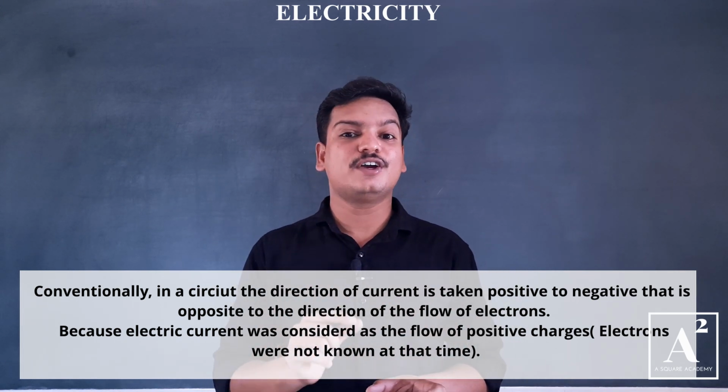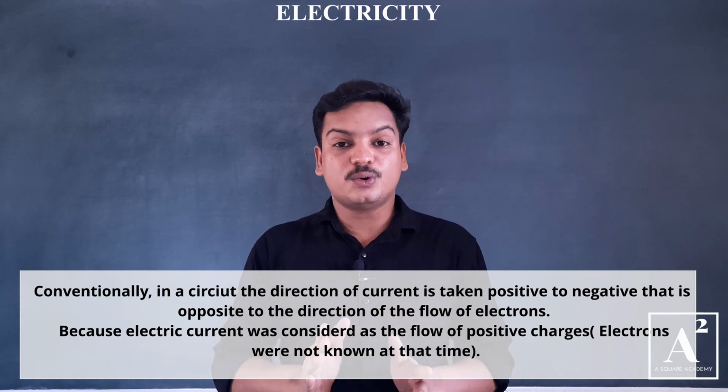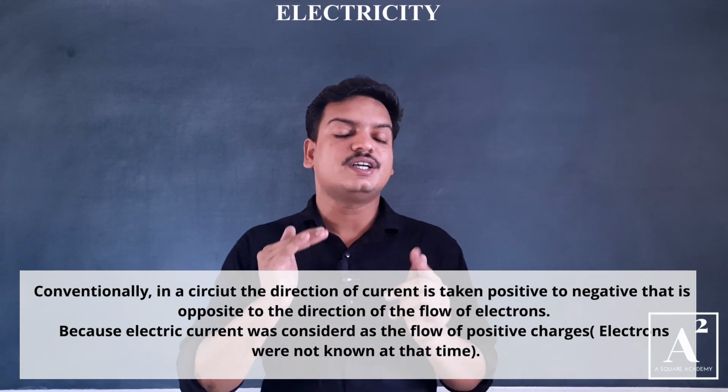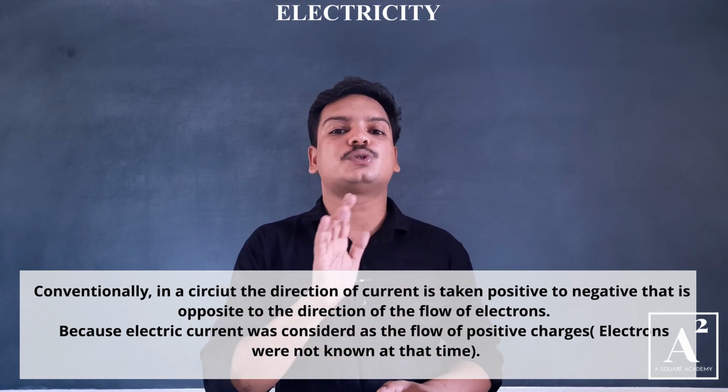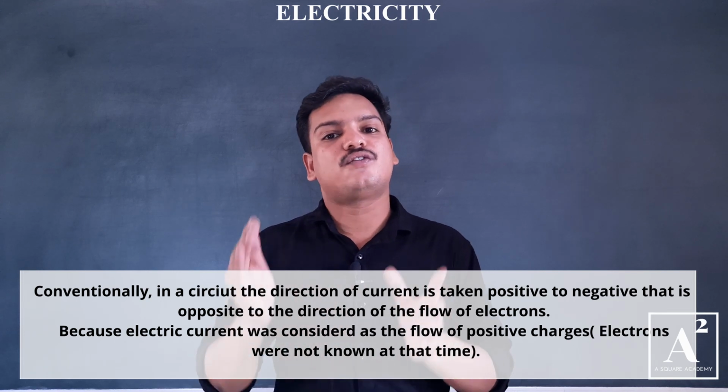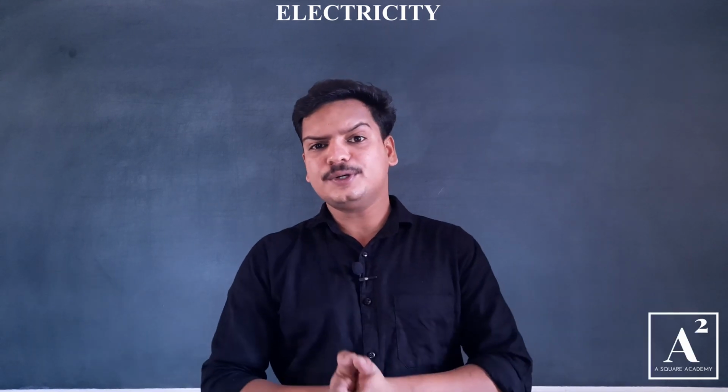Electrons are always flowing from negative to positive. So, the direction of electric current is always opposite to the direction of electron flow. Now, let's look into electric current.